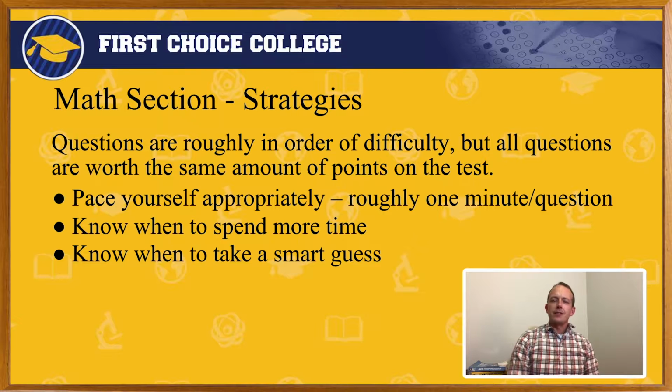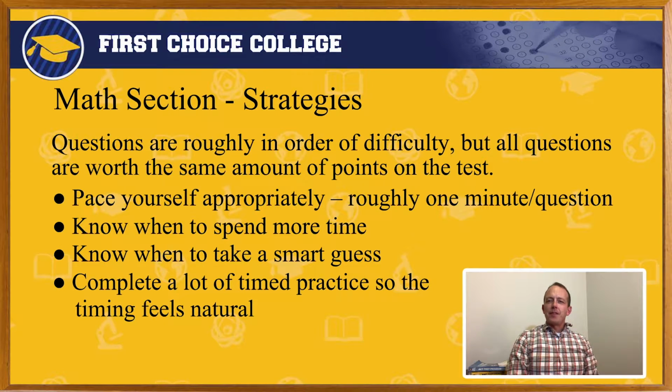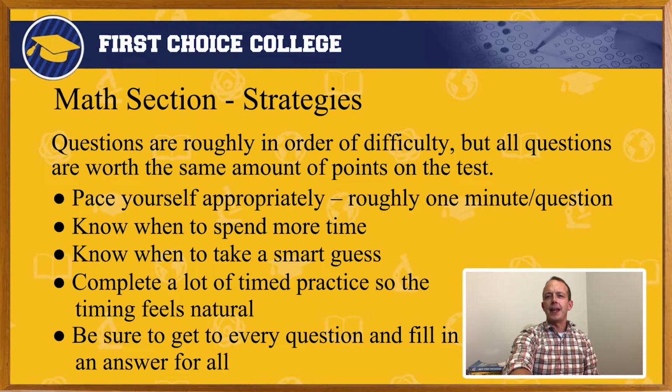And know when to take a smart guess. You may have to take a guess, but you should be able to eliminate 2 or 3 wrong answers based on some simple mathematical rules like positives and negatives. Complete a lot of timed practice so your timing feels natural. Just like with every section, you want to get used to the test, and this is the best way to do it. And like I said, be sure you get in and answer every question.